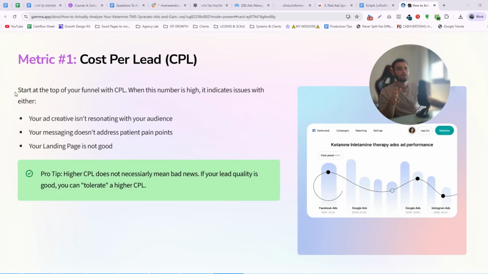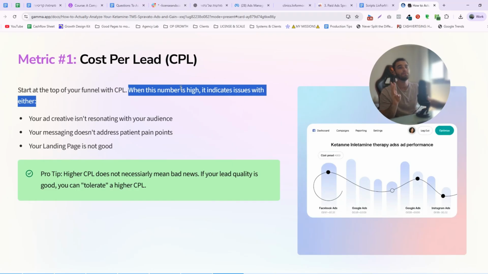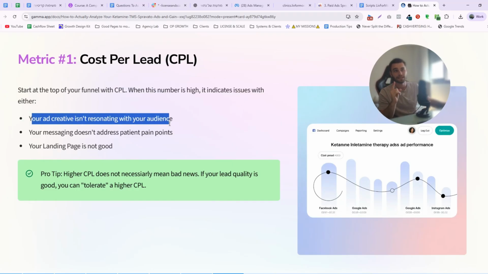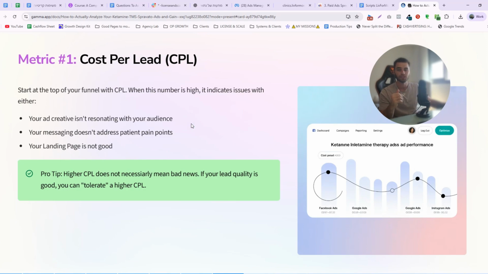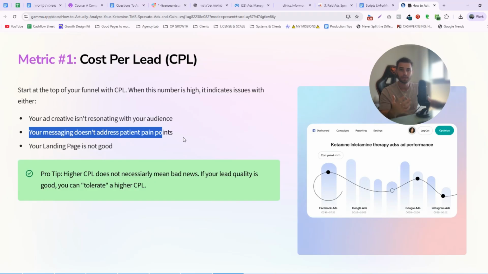The first one is cost per lead, which is at the top of your funnel. When this number is high, it indicates issues with 3 main things. 1, your ad creative is not resonating with your audience and making them believe that you can solve their problem. 2, your messaging is not congruent and does not address patient pain points. 3, your landing page may not be good.